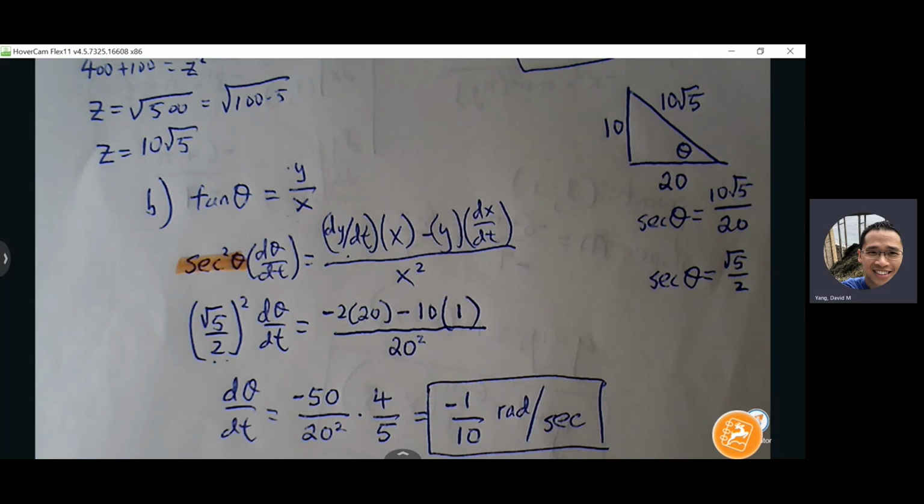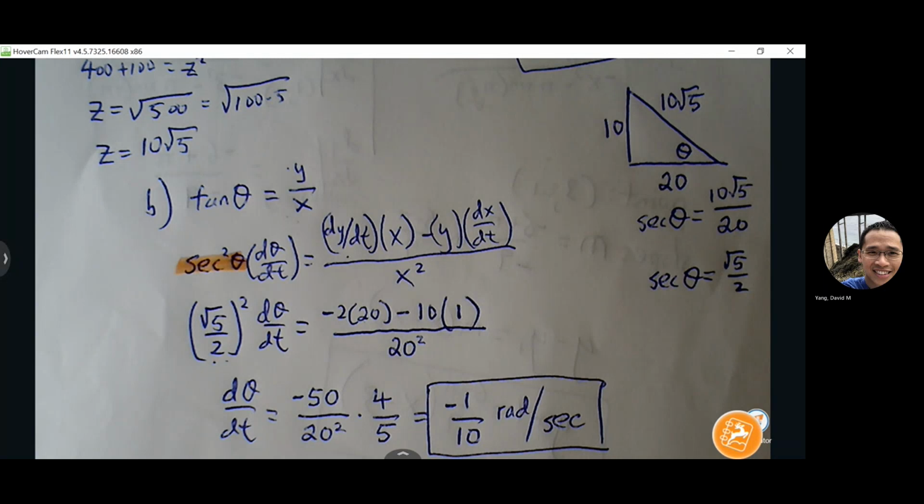Going back to tangent theta equals y over x, we could have done this problem with sine or cosine because we have more information than we need. So here we're not restricted to just tangent. We could have used sine or cosine because we have all the values for all the variables and all the derivative values as well. I just decided to use tangent for practice purposes. Everybody good?